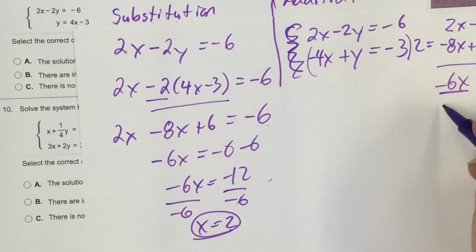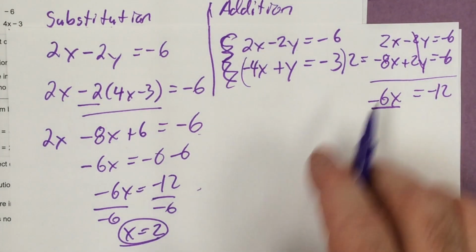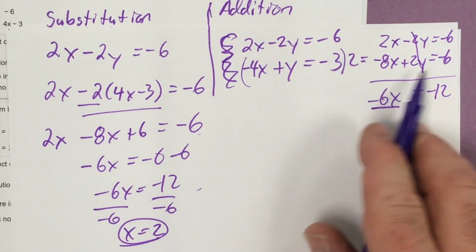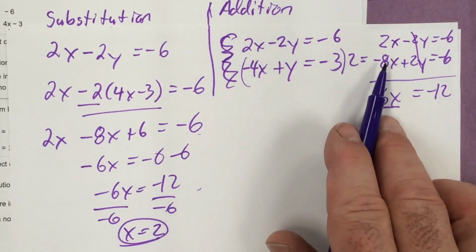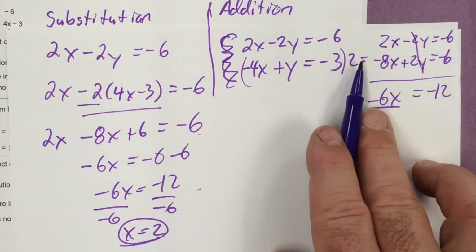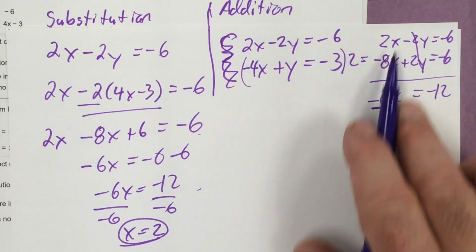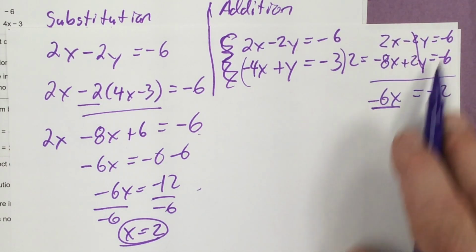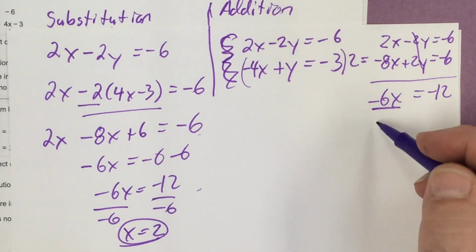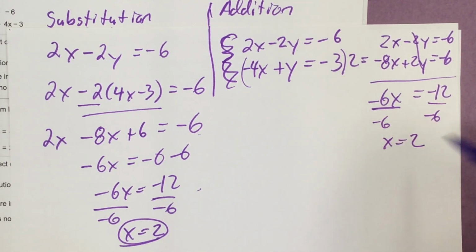I'm sorry guys, I didn't realize you couldn't see this over here. So let me talk about this again. I multiplied through this by 2 to get negative 8x plus 2y equals negative 6. Hopefully you can see that. 2 times negative 4x is negative 8x. 2 times y is 2y. 2 times negative 3 is negative 6. And then I just rewrote the top again. So when I add these together, the y's cancel, and the negative 6 and negative 6 add to negative 12. Then I'm going to divide by negative 6 to get x is equal to 2.